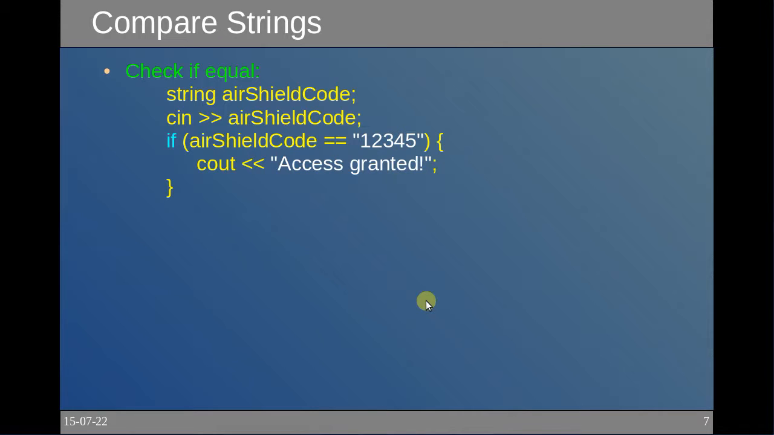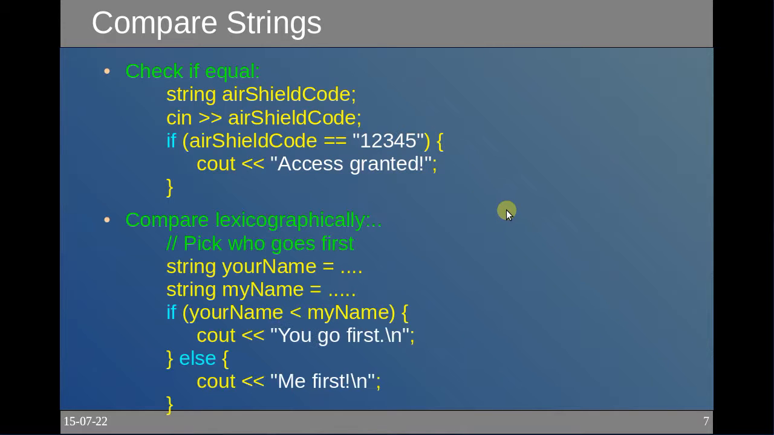So I can use the double equals. This is overloaded in the string class to do the comparison of the contents of the string, to check character by character if they're the same. So here, if you're at all familiar with some movies, I can check the air shield code. I read it from the user, and if the air shield code happens to be 1, 2, 3, 4, 5, then access is granted, and you can imagine it opens the air shield. So double equals compares the strings to see if they're identical in content.